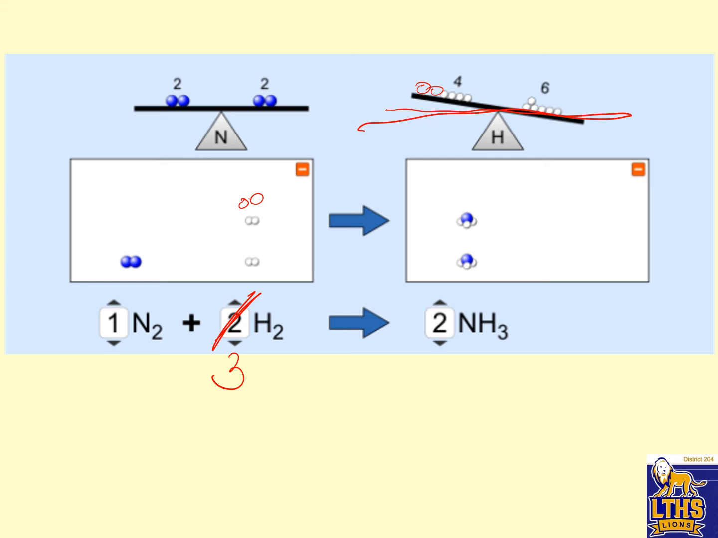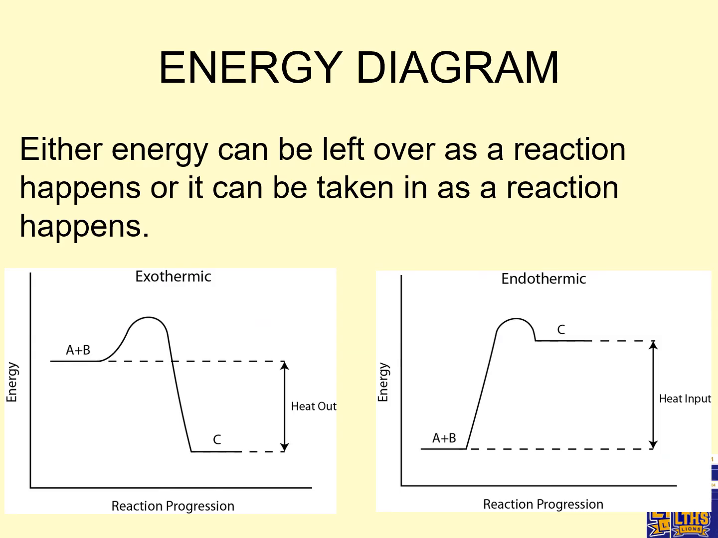Okay, so you don't have to show ones, but if you don't show one, you know it's a 1. Okay, so the balanced equation would be N2 plus 3H2 produces 2 NH3 particles. Yay! Okay, let's look at the next one. So that was about balancing equations.